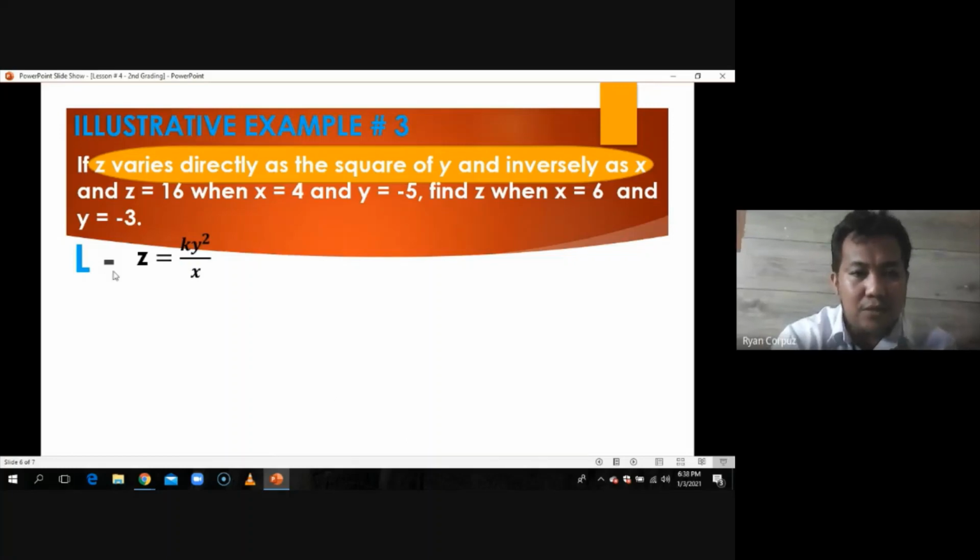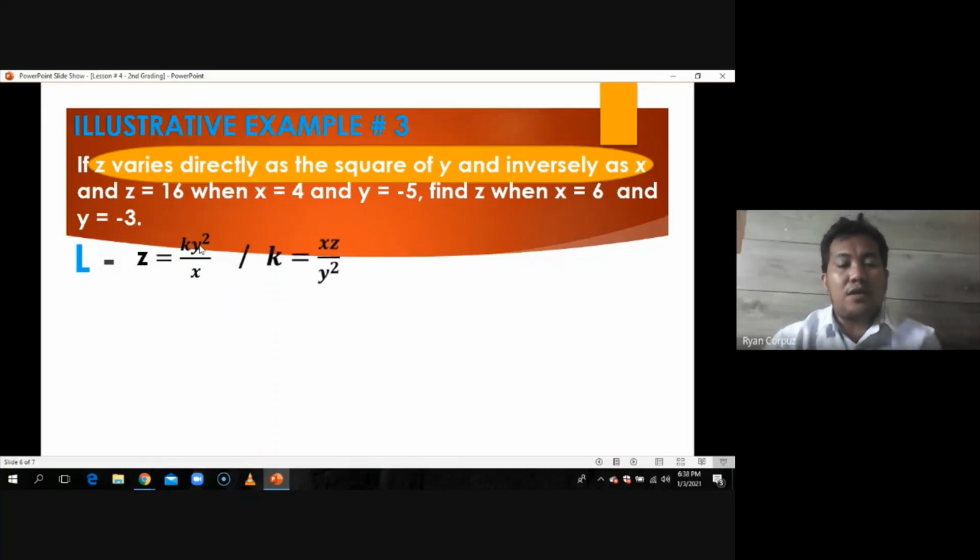Then multiply these two. That would be the numerator when we get the formula for finding k, or the second translation of it. So x times z is xz over the quantity na kasama ng k, which is y squared. So we do have k, which is equal to xz over y squared.